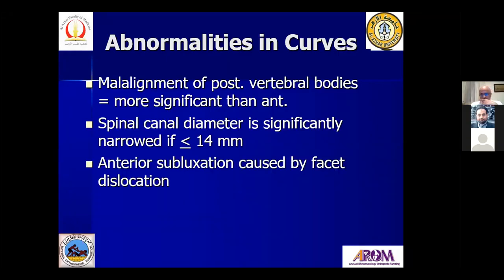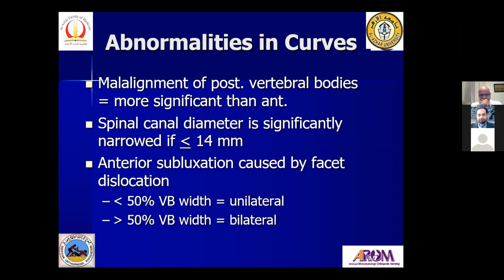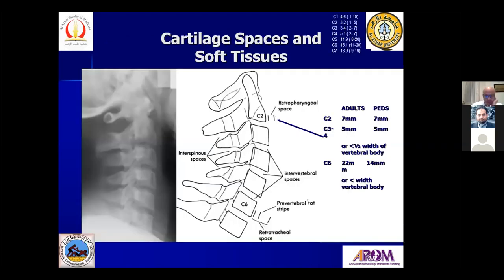Anterior subluxation is caused by facet dislocation. If it represents up to 50% of the vertebral body width, it means unilateral facet dislocation. If more than 50% of the vertebral body width, this means that there is a bilateral facet dislocation. Widening of the interspinous space is very important, representing interspinous ligament disruption. This is the cartilage space and the soft tissues we mentioned.